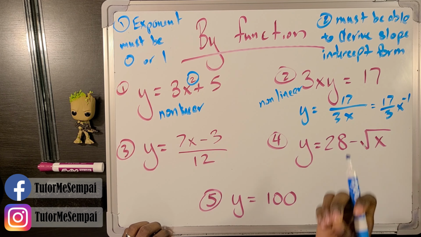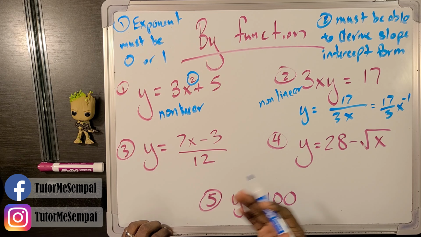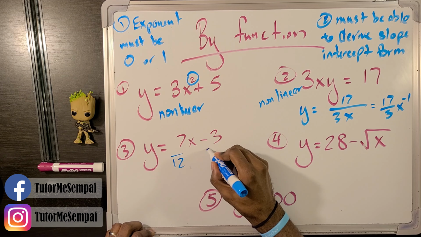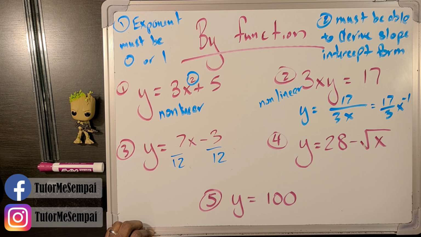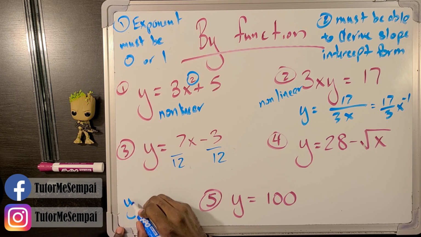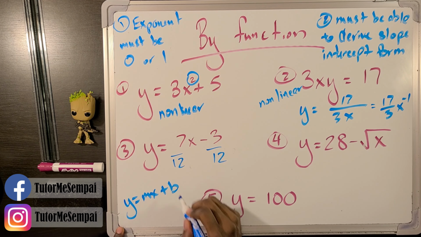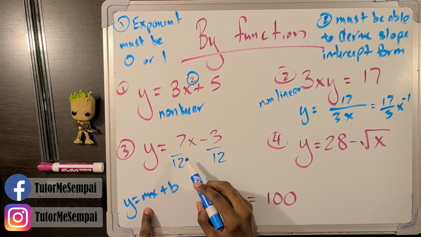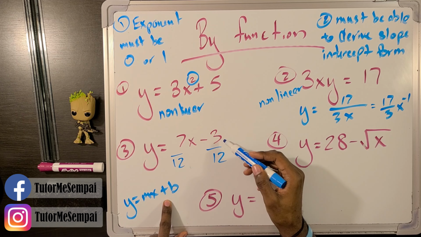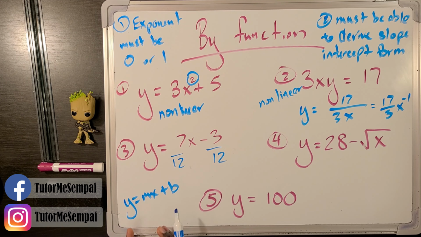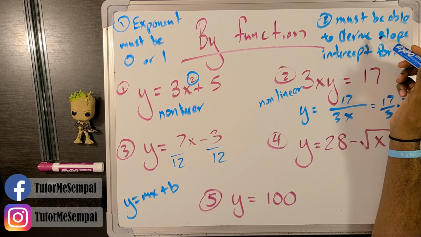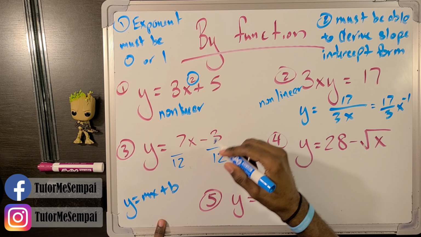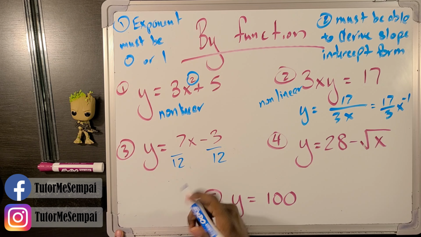How about number 3? Is this going to be a linear function or a nonlinear function? Well, if you were to break this up, you can get something like 12, 12, right? And remember your slope-intercept form, I'm going to rewrite it down here, y equals mx plus b. This is your slope-intercept form. Well, you have that, right? You have your m, 7 over 12, and your plus b will be negative 3 over 12. So therefore, you have everything you need for number 2, and you have a 1 in your exponent. So this is a linear function.